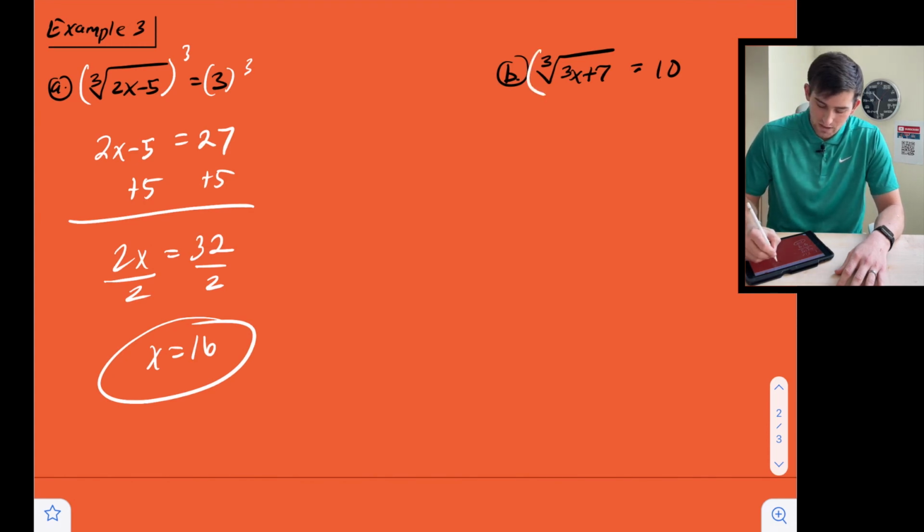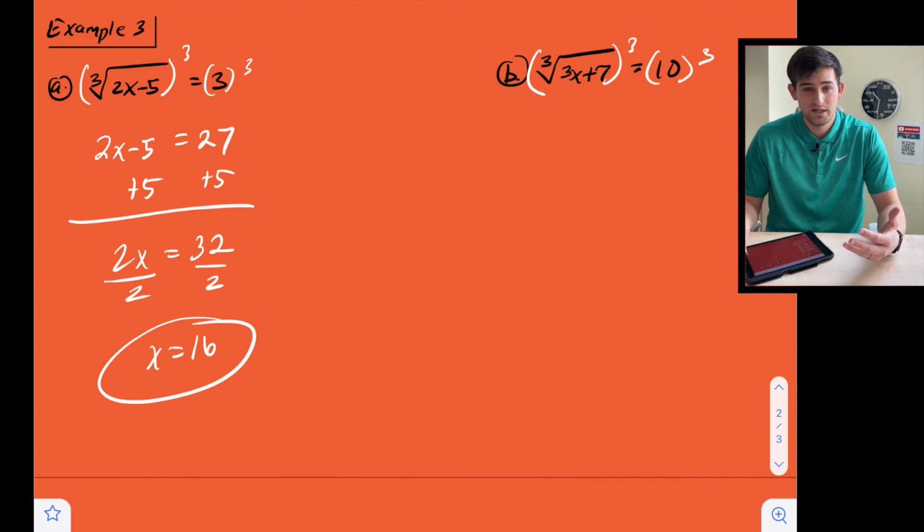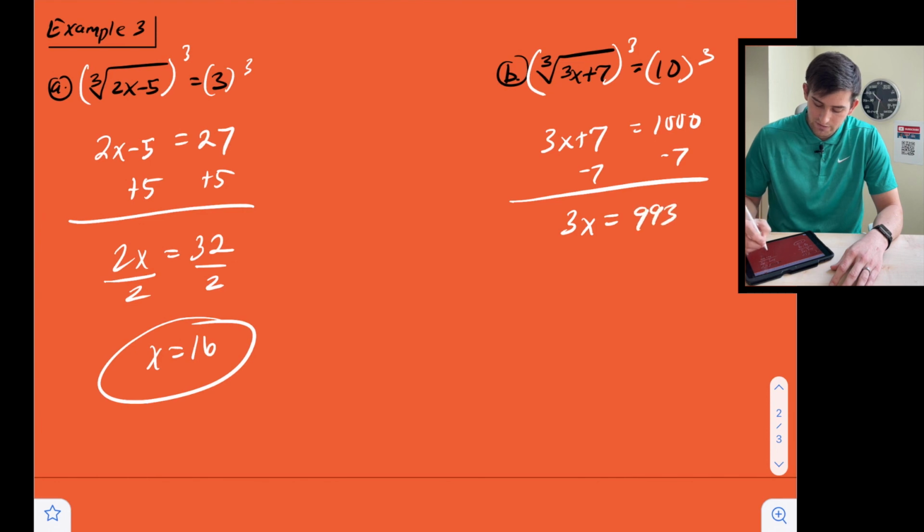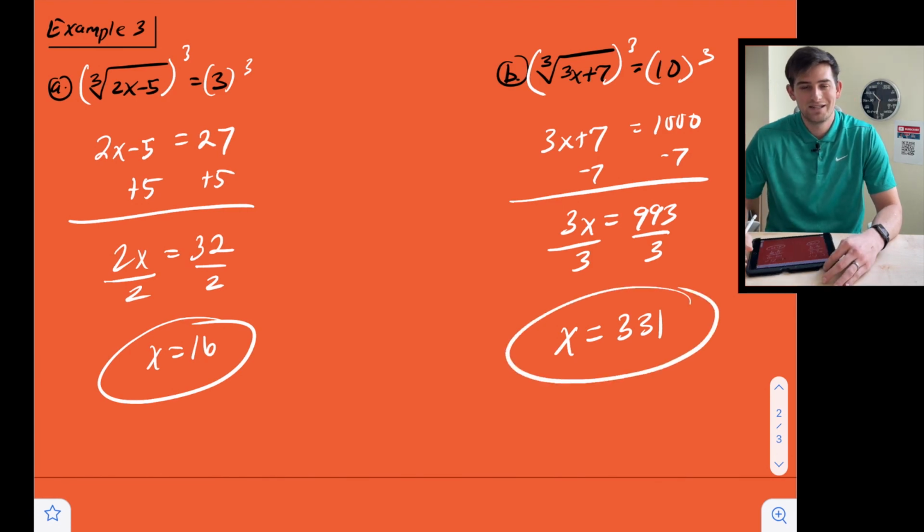Last example. Once again, the cube root is already isolated. So let's go ahead and raise both sides to that power of 3. We get a 3x plus 7 on the left and a 1,000 on the right. Now let's subtract 7. We get 3x is equal to 993. And lastly, we divide by 3 to get a final answer of x equals 331. And that is how you solve radical equations, specifically square root and cube root equations.